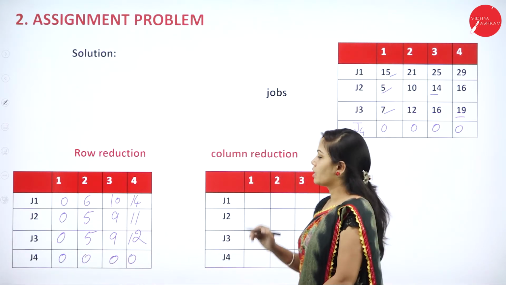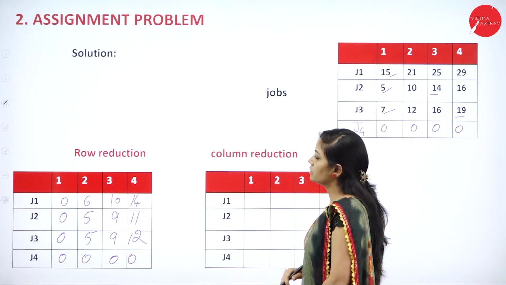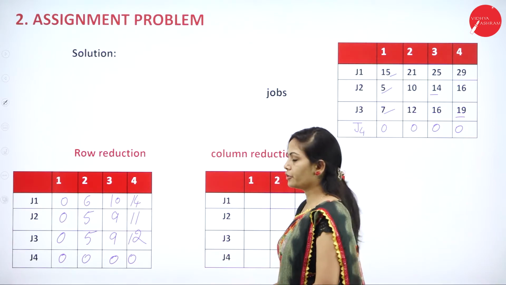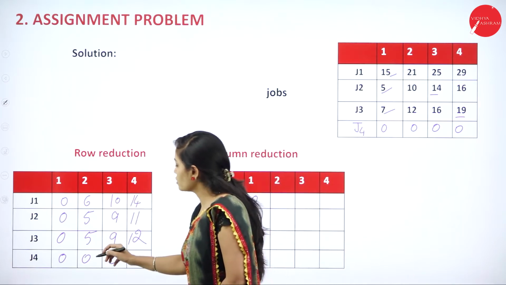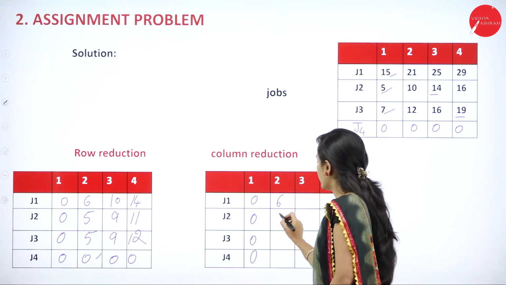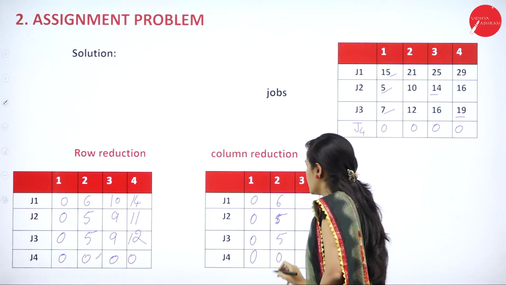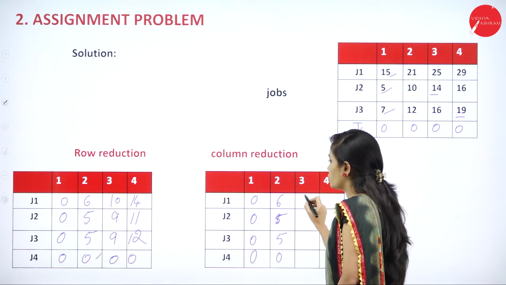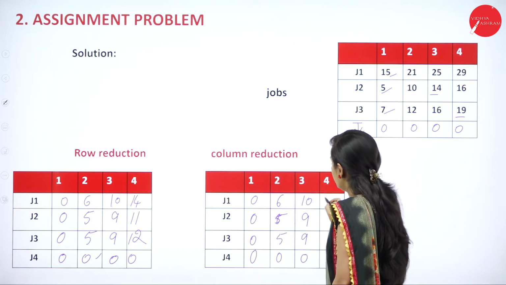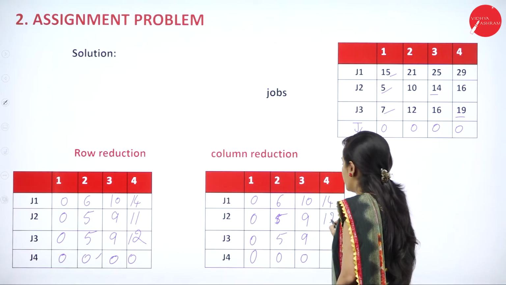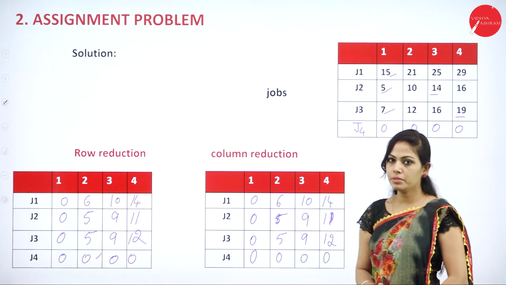And the next is column reduction. After getting this row reduction, you can find the column reduction. So in the first column, all the values are 0. In the second column, the least value is 0. Again, you will get the same values: 6, 5, 5 and 0. In the third column also, 0 is the least value. It is 10, 9, 9, 0. In the fourth column, the least value is again 0. So this is your column reduction.